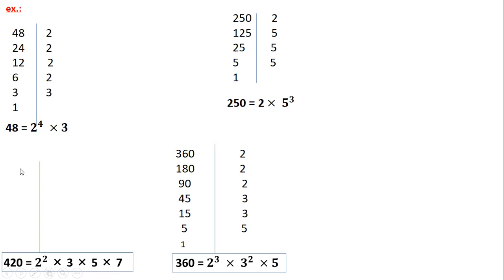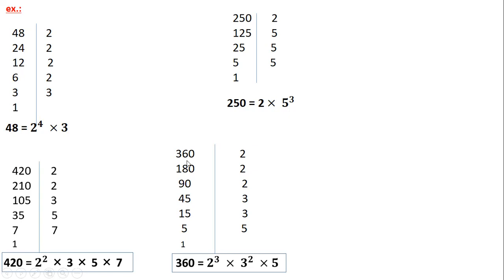Now the next number is 420. 420 by 2 is 210. 210 by 2 is 105. 105 I cannot divide by 2, so I try by 3. 1 plus 0 is 1, plus 5 is 6. Since the sum is 6, it can be divisible by 3. By 3 it's 35. It cannot be divisible by 3 anymore. By 5 is 7, and by 7 is 1. So 420 is 2 squared times 3 times 5 times 7. Why did we write 2 squared? Because we have 2 two times.